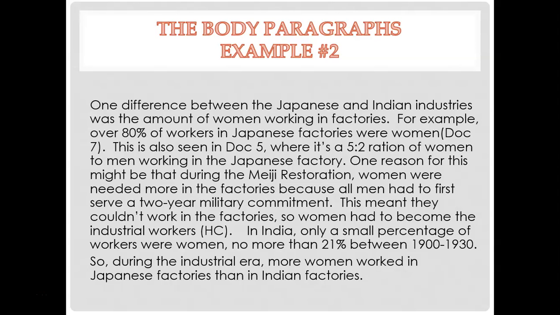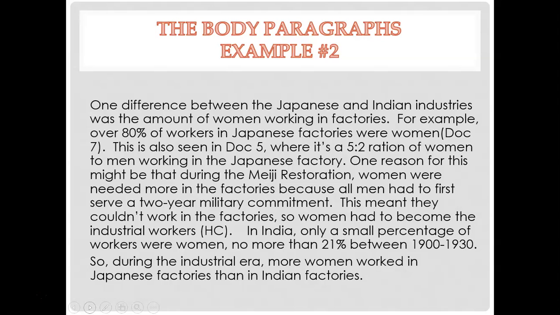Now, this paragraph is saying the exact same thing as the previous one did, but it's saying it better. Instead of just saying there were more workers in Japanese factories, we actually gave an actual percentage. We did the same thing in document 5. Instead of saying, hey, there are more women working, we gave a ratio, not a ration. Hello, typo. And then when we did our historical context, instead of just saying, hey, the reason more women were working was because of the Meiji Restoration, we actually explained that in a lot more detail to make it a complete historical context. And then in India, instead of saying only a few women worked, we actually gave the percentage.